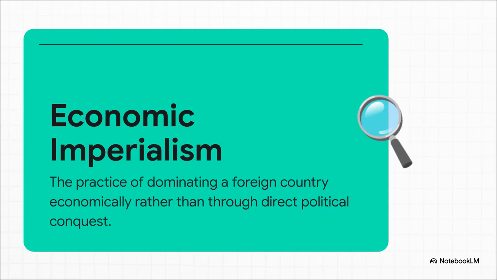But control didn't always require an invading army. A lot of times, economic imperialism was way more subtle. Instead of sending soldiers, a country like Britain might finance a railroad in Argentina. That investment gave them huge control over Argentina's trade without ever planting a flag. A more extreme example, of course, is the Opium Wars, where Britain literally used its military to force China into an economic relationship that was absolutely devastating for the Chinese.